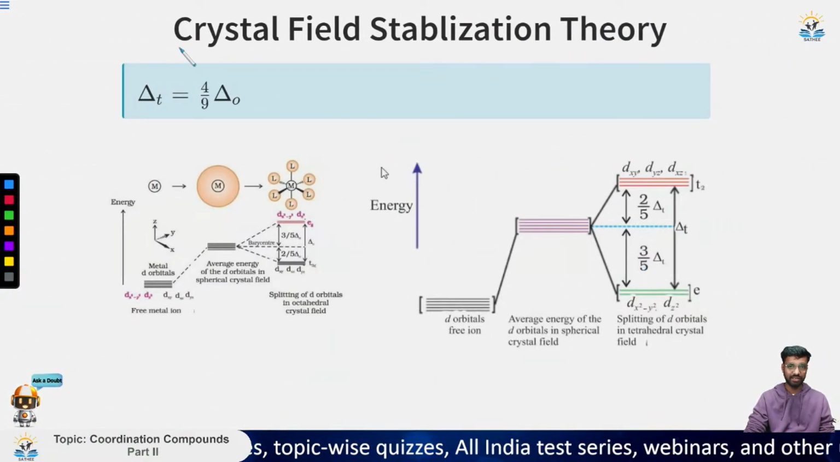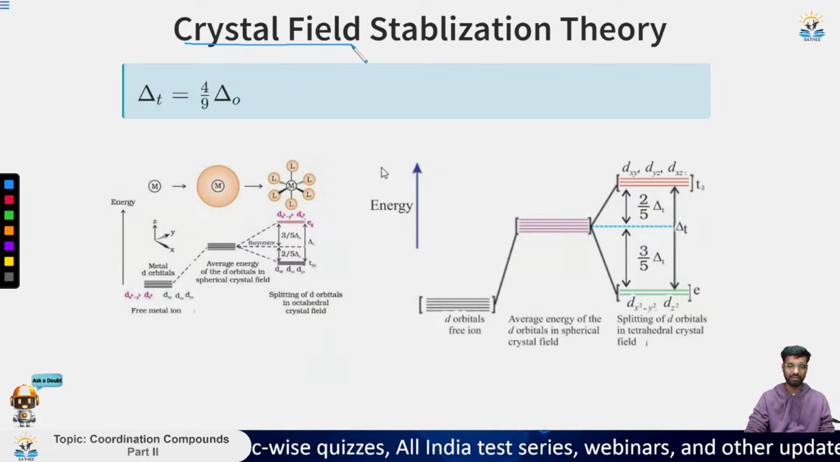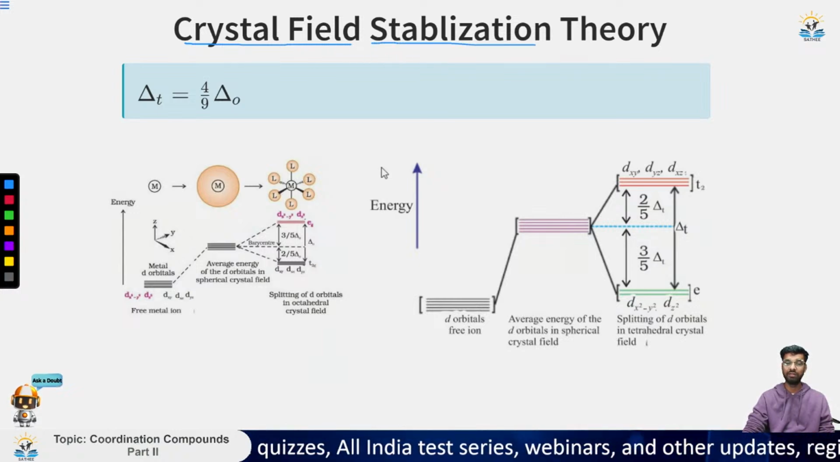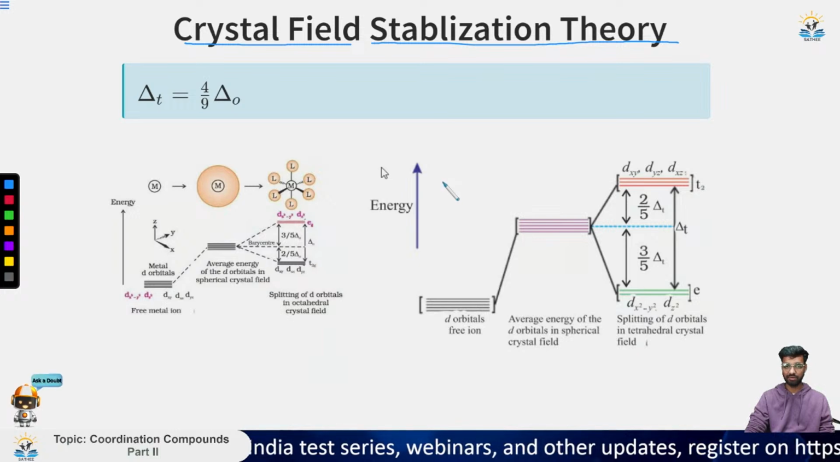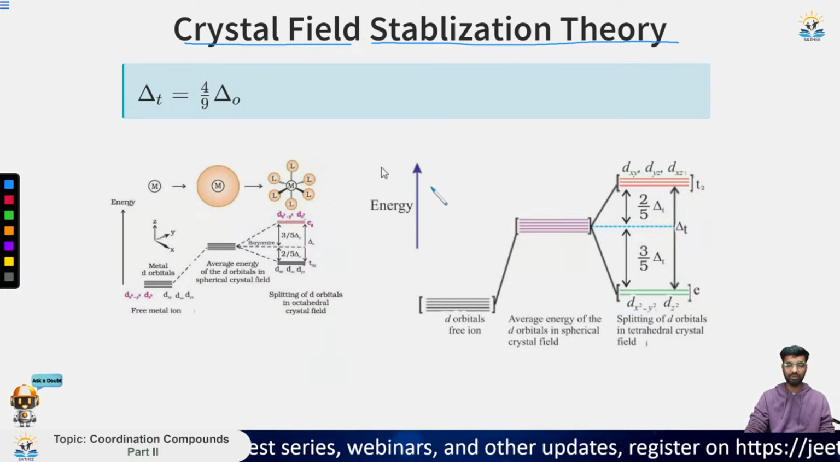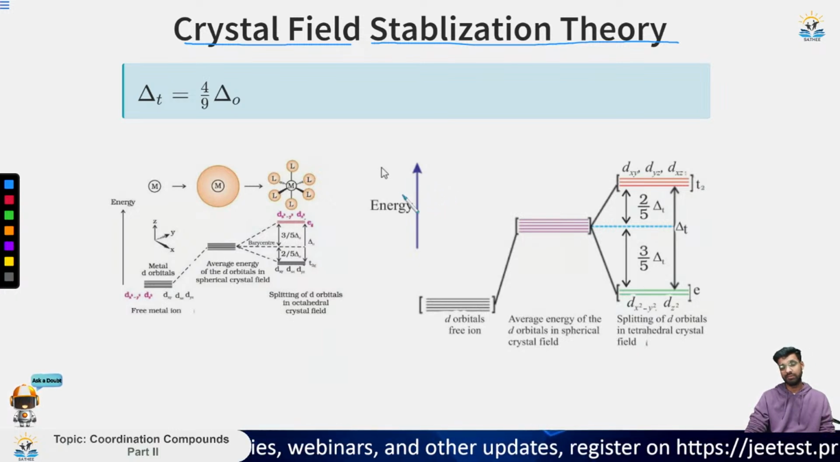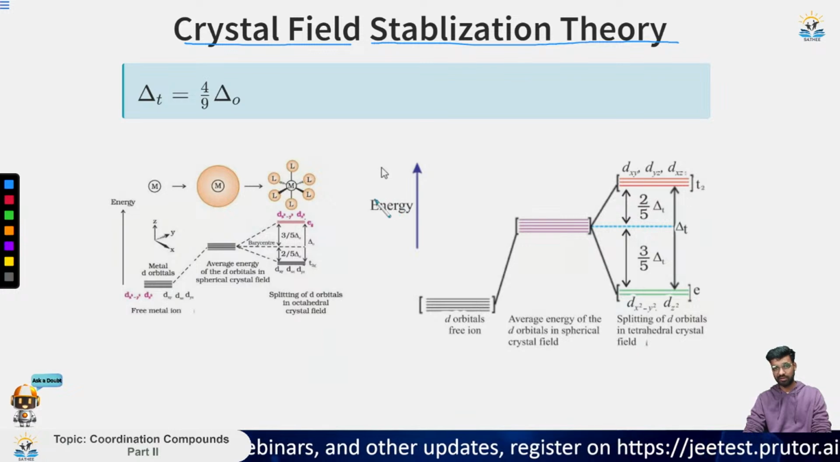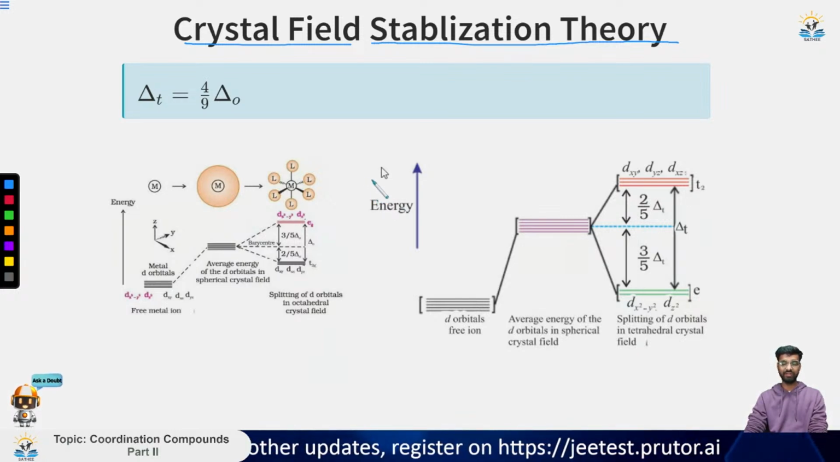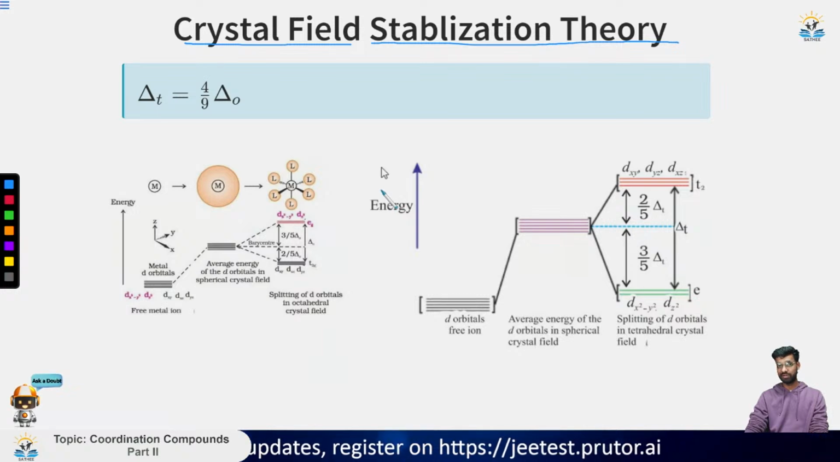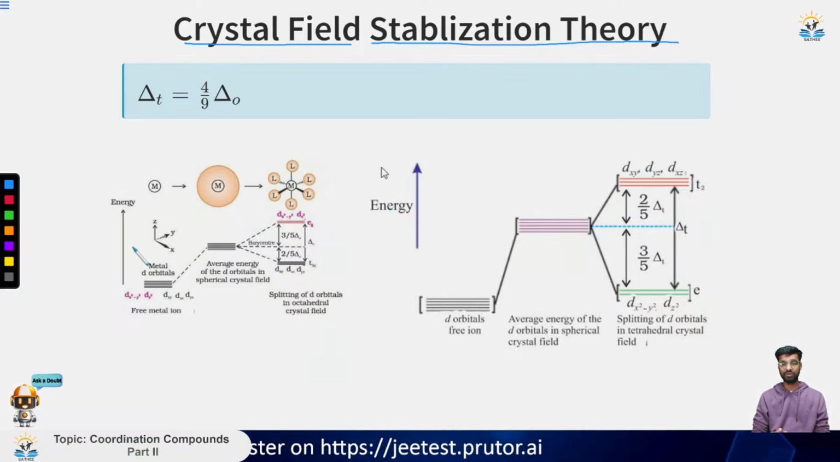So you know very well that valence bond theory was not able to explain why inner orbital complexes are formed and why outer orbital complexes are formed, because it does not account for the strength of the ligand. But crystal field stabilization theory, that is CFST, takes a new approach. Rather than overlapping of orbitals, they took it as the electrostatic force of attraction. So they consider the electrostatic force of attraction.